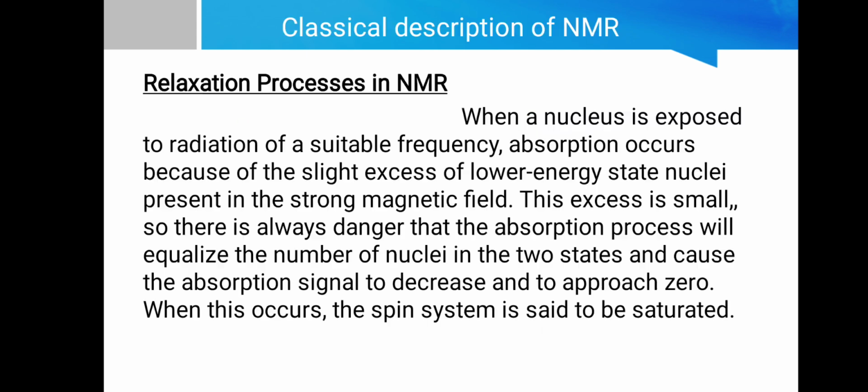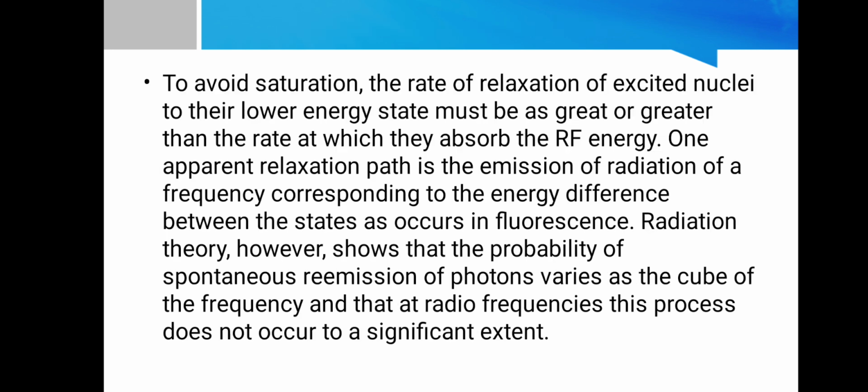So moving towards the next slide. Classical description of NMR. Okay, the relaxation processes in NMR. When a nucleus is exposed to radiation of a suitable frequency, absorption occurs because of the slight excess of lower energy state nuclei present in the strong magnetic field. This excess is small, so there is always danger that the absorption process will equalize the number of nuclei in the two states and cause the absorption signal to decrease and approach zero. When this occurs, the spin system is said to be saturated. To avoid saturation, the rate of relaxation of excited nuclei to their lower energy state must be as great or greater than the rate at which they absorb the RF energy.